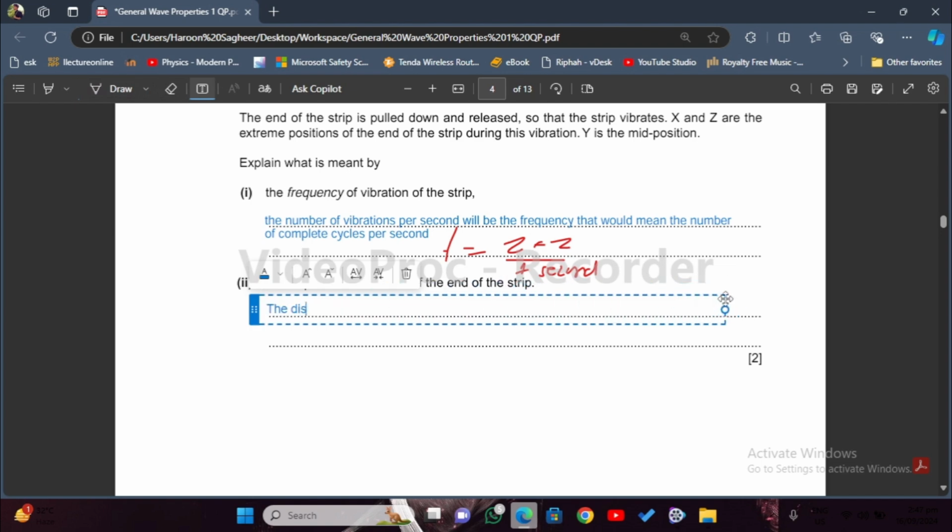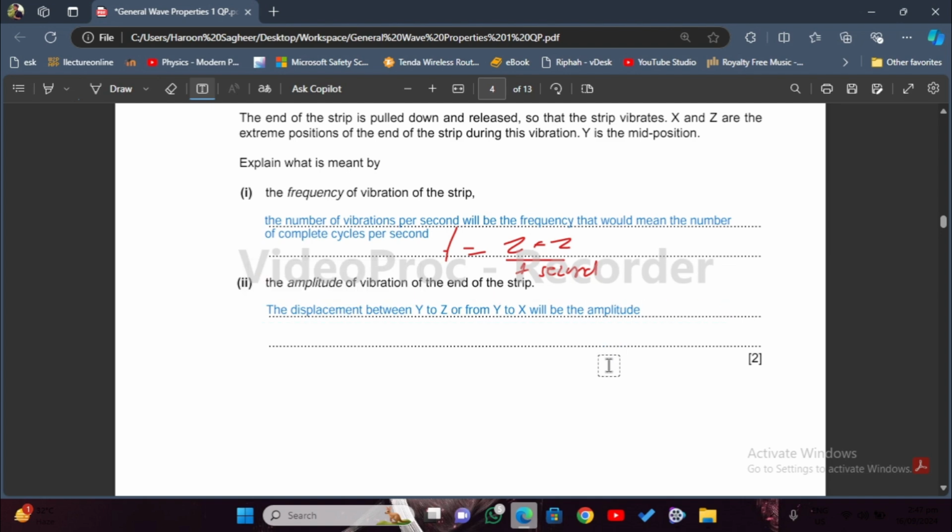The distance, let's say not distance but displacement, it's a very small one, so we're going to do this with displacement. The displacement between, it was at Y, right? Y to Z, or from Y to X will be the amplitude, or the maximum displacement. Just don't write it, I believe that's enough.